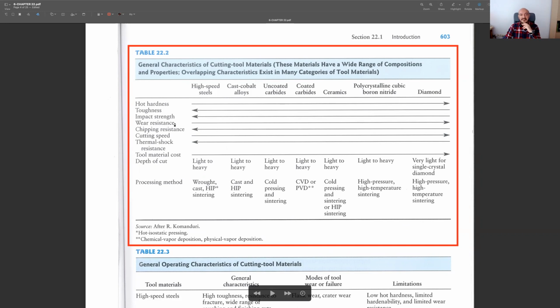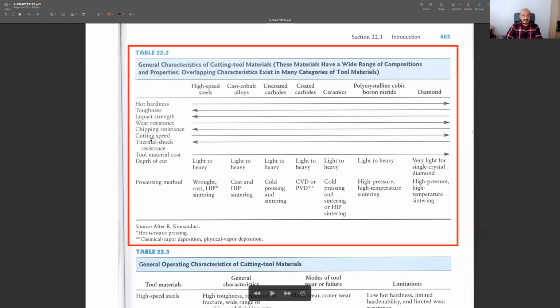Then we have wear resistance. It's related with hardness. That's why it increases as we go towards diamonds. Then we have chipping resistance. It's related with impact strength and toughness. It means that it's quite difficult to remove little pieces from the surface, edges, and corners of the cutting tool materials if they have good chipping resistance, like high-speed steels. But it's quite worse in diamond material. You can easily remove little diamond particles by applying some impact forces.